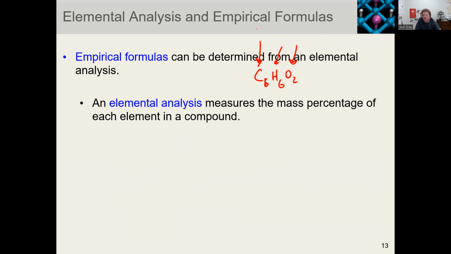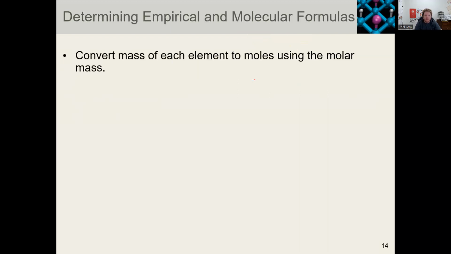So that then you can come back and say, well, it's 60% carbon, 10% hydrogen, and that would leave behind 30% oxygen. And so you can use those percentages to figure out the exact ratio. So this is the information that you would be given so that you can figure out that right there. Okay, now there's a process for doing this.